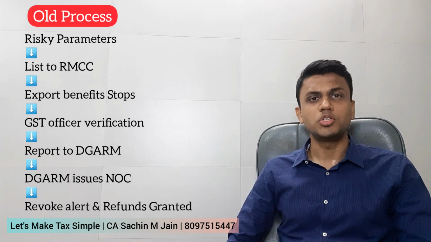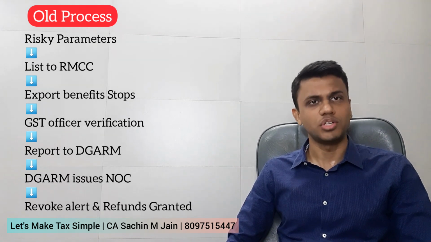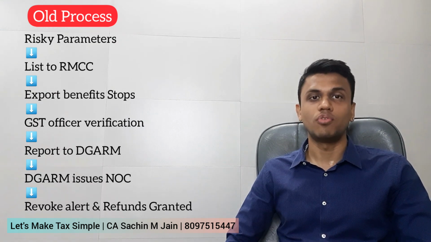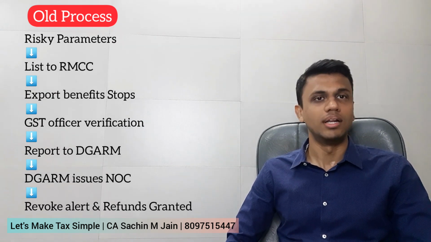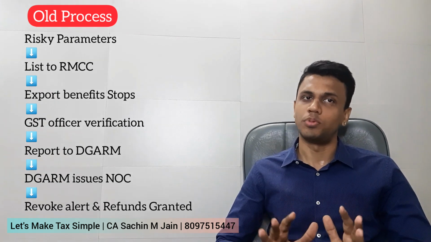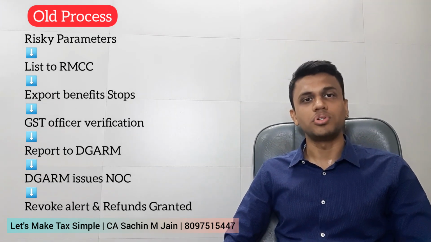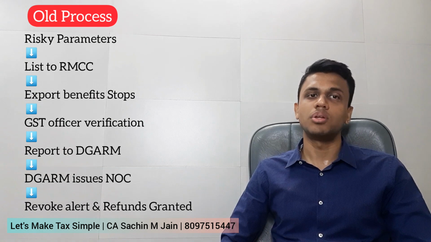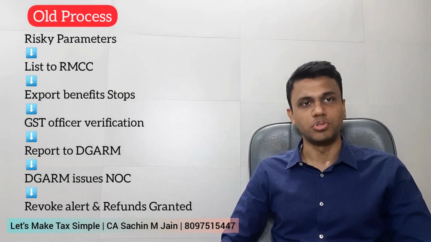Firstly, on the basis of risk parameters, DGARM will suspect the risky exporter and respective suppliers. DGARM forwards this list of risky exporters to RNCC to put alert on the IEC in the system. All the export benefits are stopped. The CGST formations verify such identified risky exporters and their suppliers and forward the detailed verification report to the DGARM with their recommendation about genuineness of the exporter.